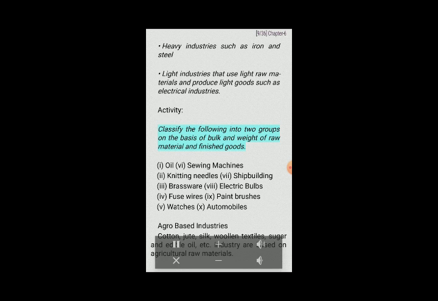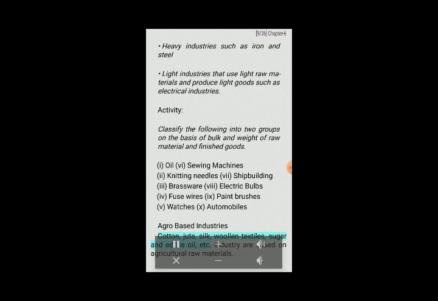Activity. Classify the following into two groups on the basis of bulk and weight of raw material and finished goods. I. Oil. II. Sewing machines. III. Knitting needles. IV. Shipbuilding. V. Brassware. VI. Electric bulbs. VII. Fuse wires. VIII. Paint brushes. IX. Watches. X. Automobiles.